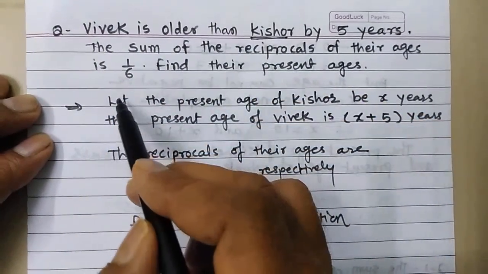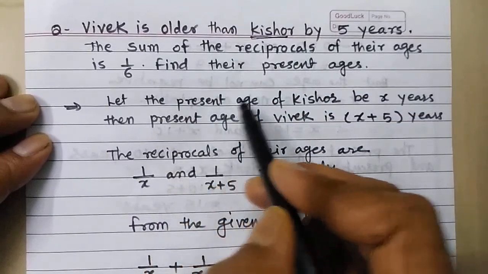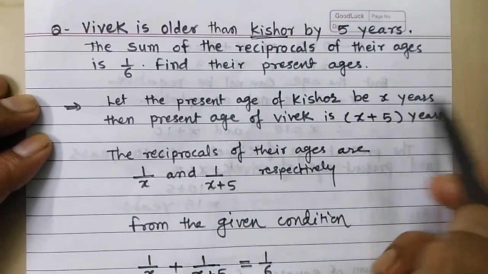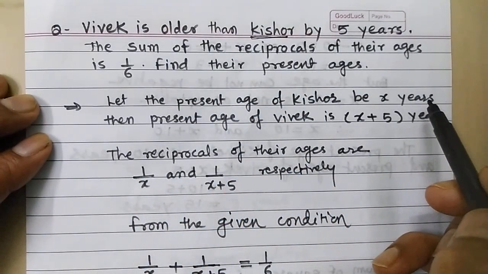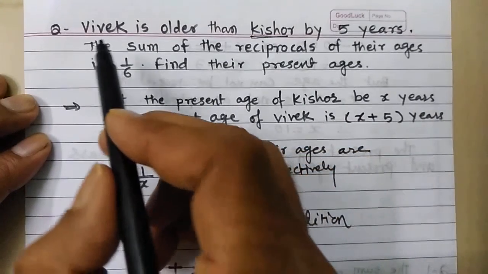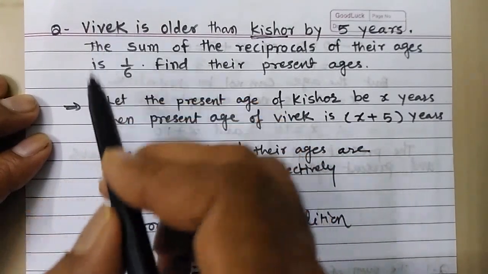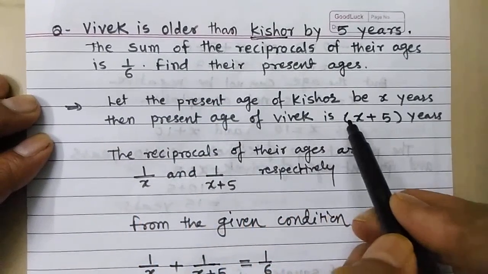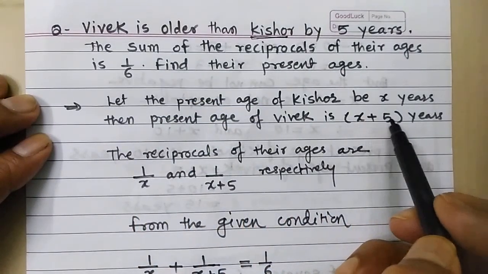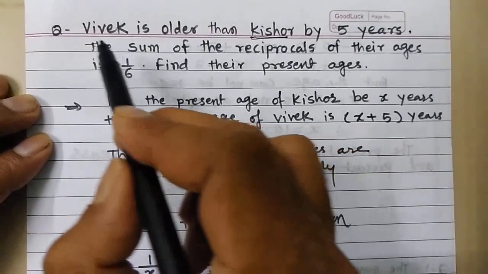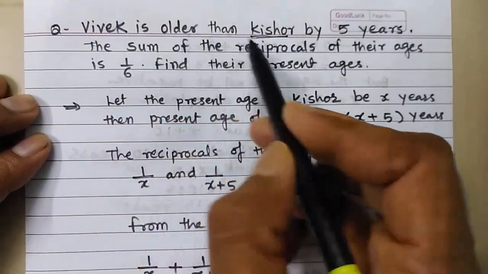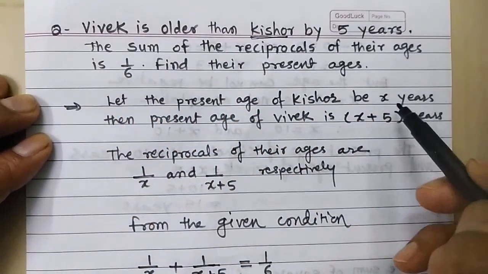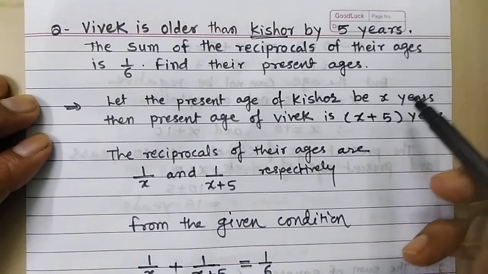Now I am considering the present age of Kishore as X years, and from that I can write the present age of Vivek. Then write down, present age of Vivek is X plus 5 years, because he is 5 years older than Kishore. Now these two are the ages.